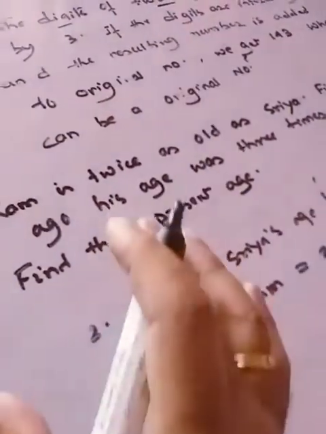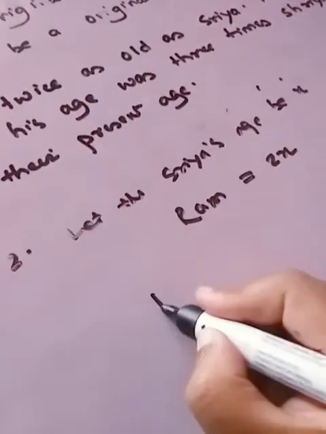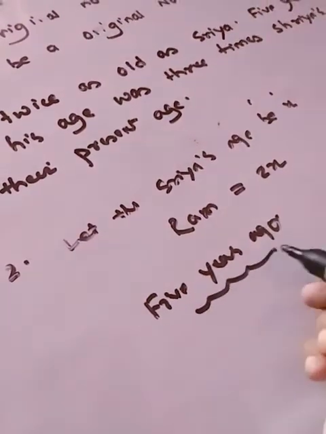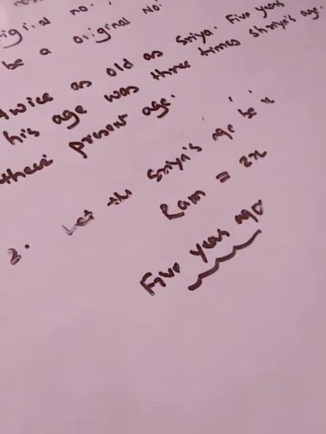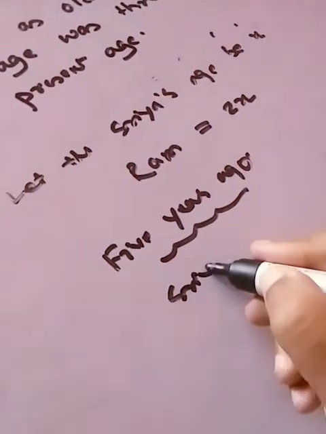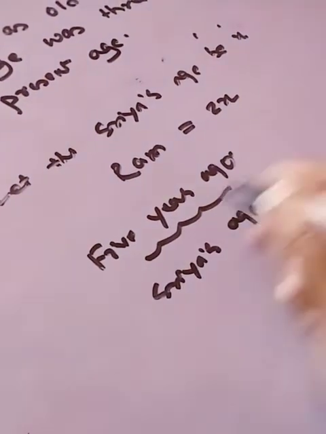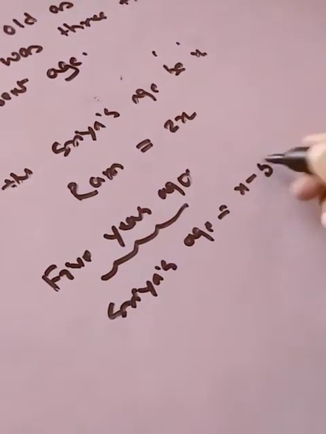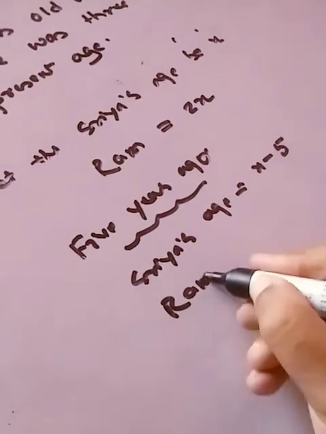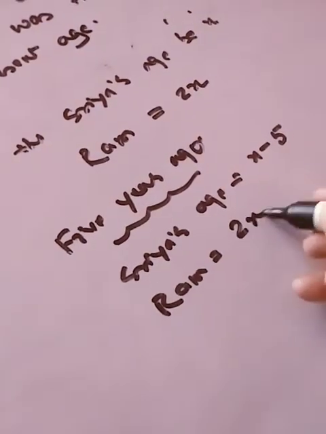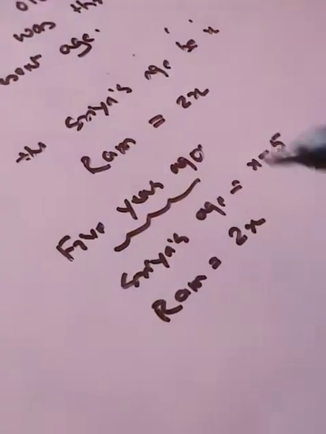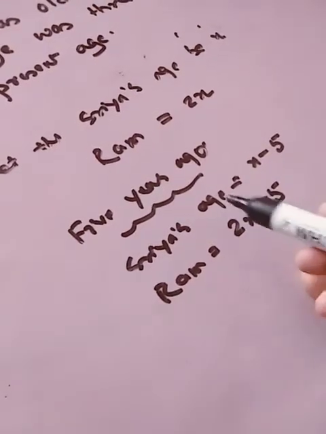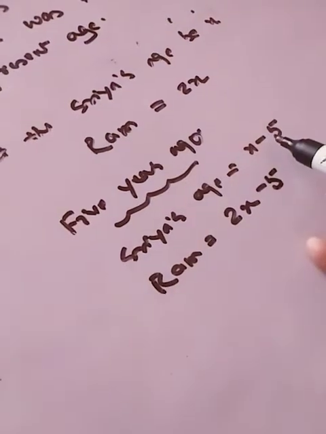Now, 5 years ago. You have to write this statement, 5 years ago. Now you have to check what was their age 5 years ago. Okay, so Shreya's age 5 years ago is what? Obviously we have to subtract, that is, from the present age you have to subtract 5. Similarly, you have to do the same thing with Ram's age also. Ram's present age is 2x. So what was his age 5 years ago? For that we again subtract 5. Now we have the details of their ages 5 years ago: 5 years ago Shreya was x minus 5 and Ram was 2x minus 5.